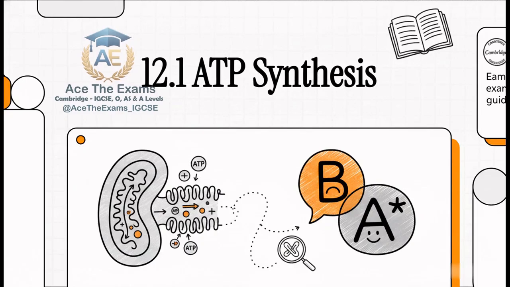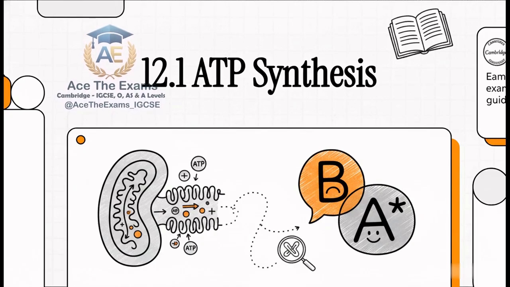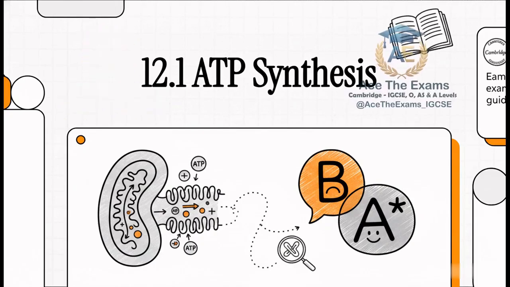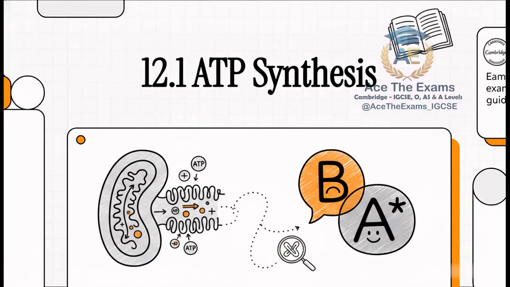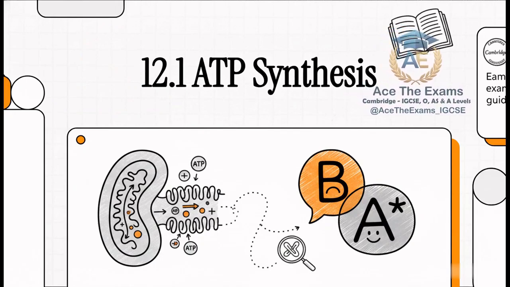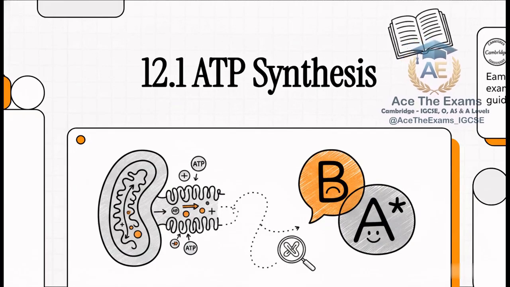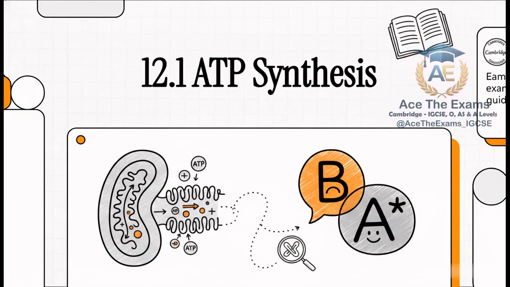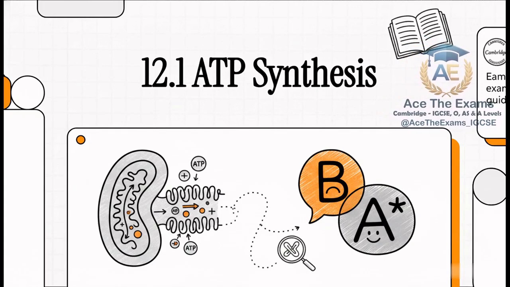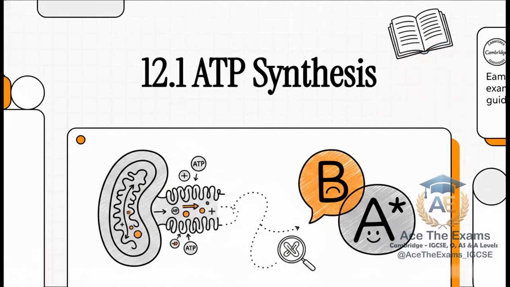But here's the catch. The difference between getting a B and scoring that A star usually comes down to one tiny costly mistake. Today, we aren't just reviewing the pathways. We're going to look at this squarely through the eyes of a senior examiner to uncover exactly where students are unknowingly leaving guaranteed marks on the table. We're going to master the underlying biology and then, more importantly, master how to express it perfectly.